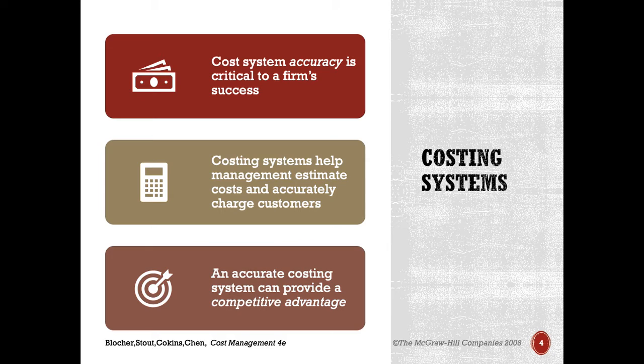Okay, now we move to costing systems. Costing is the process of accumulating, classifying, and assigning direct materials, direct labor, and factory overhead costs to products, services, or projects. So cost system accuracy is critical to a firm's success. Costing systems help management estimate costs and accurately charge customers. An accurate costing system also provides a competitive advantage for the company.